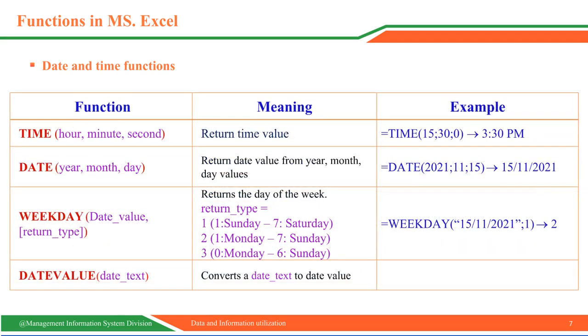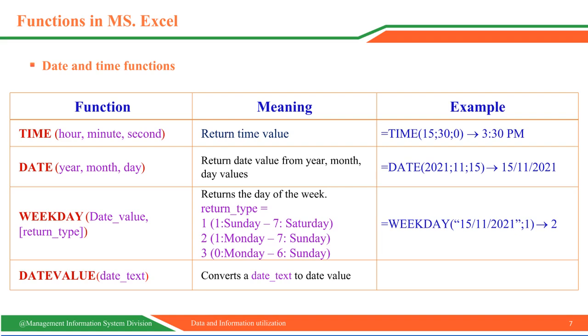TIME returns a time value. Example: TIME 15, 30, 0 returns 3:30 p.m. DATE returns a date value. Example: DATE 2025, 11, 15 returns November 15th, 2025.